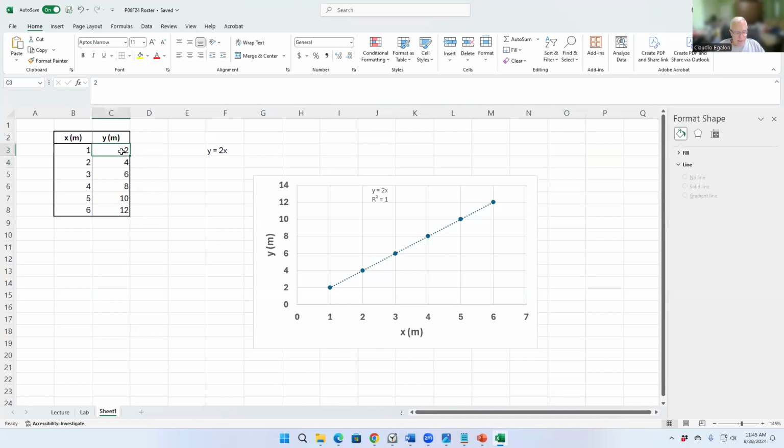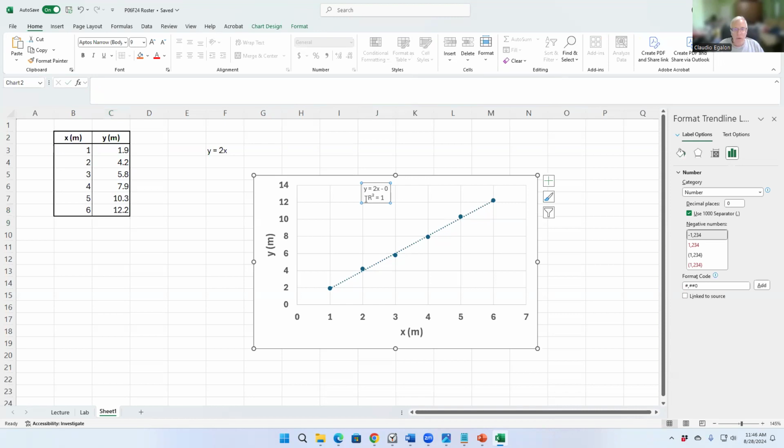And now I'm gonna start to play with those data, okay? With this data, instead of 2 here, you're gonna get 1.9. Instead of 4, you're gonna get 4.2, let's say. Do you see that the data are starting to get out of the line, right? Instead of 6, you're gonna get 5.8, okay? Here you're gonna get 7.9, let's say, 10.3. I'm exaggerating a little bit, and 12.2. What is not showing here is that now the R squared is no longer 1.